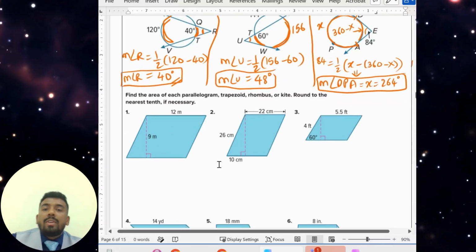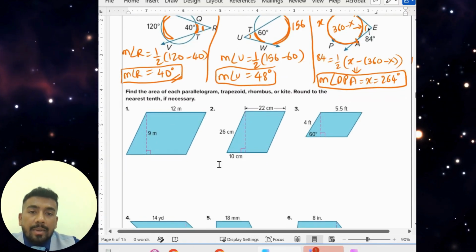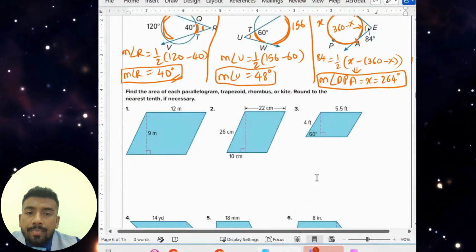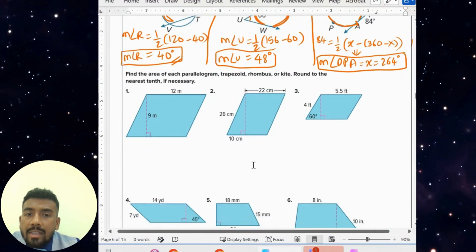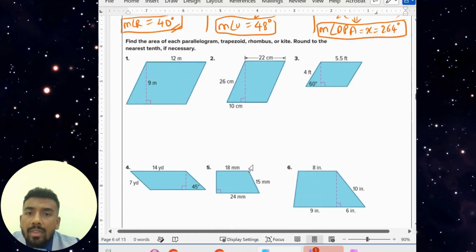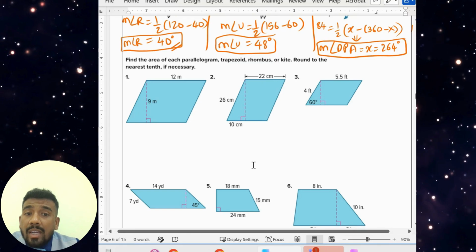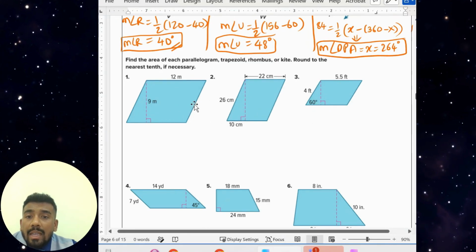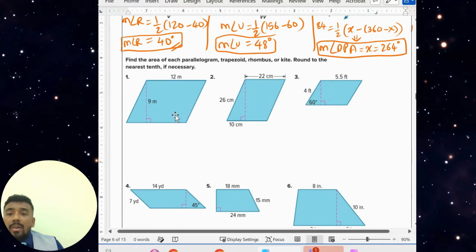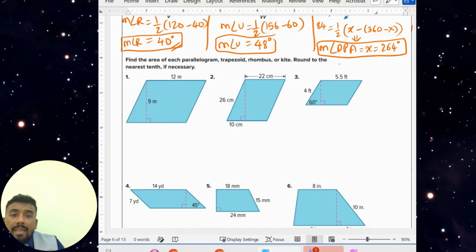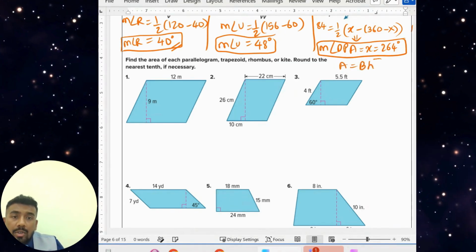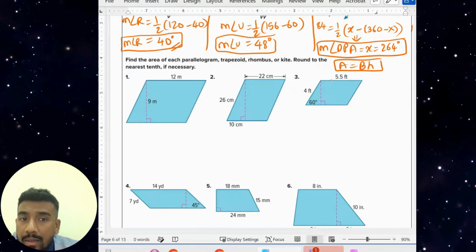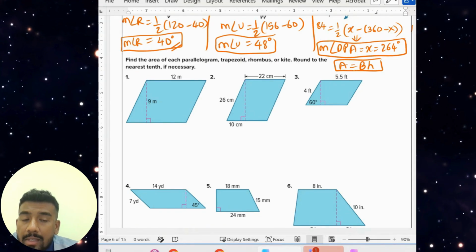Here, find the area of each parallelogram, trapezoid, rhombus, or kite, rounding to the nearest tenth. Now to find the area for the kite and everything, we have to use different kinds of formulas. Let's do the first three questions because these first three are parallelograms. So what's the parallelogram's area formula? B times H. The area formula is BH.